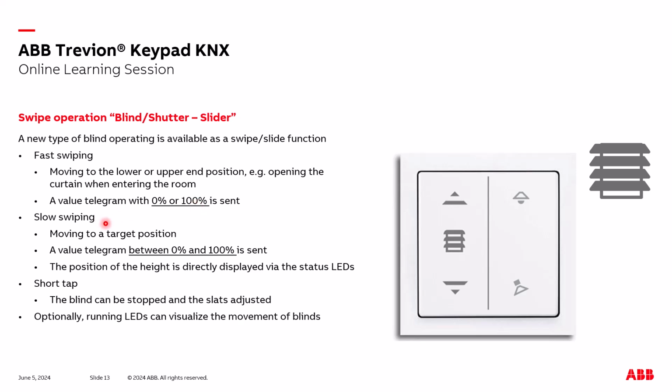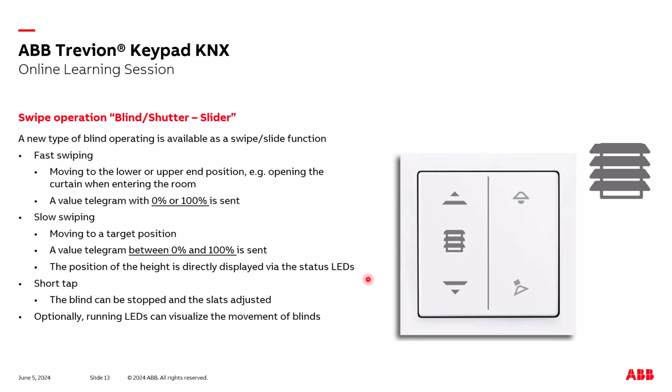So with the slow swiping, you can move your shutter blinds into a target position. And then a telegram between 0 and 100% is sent to your shutter and blind actuator. Afterwards, you can see here with the LEDs the status, so the height of your shutter and blinds, via colors like you set in the ETS parameter.